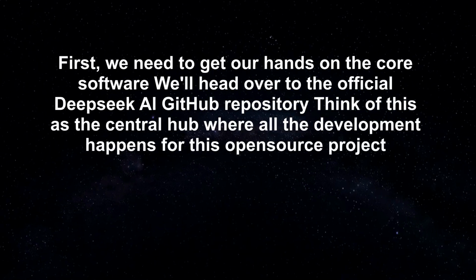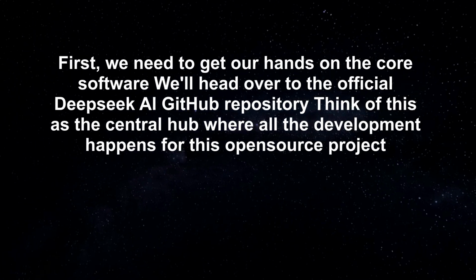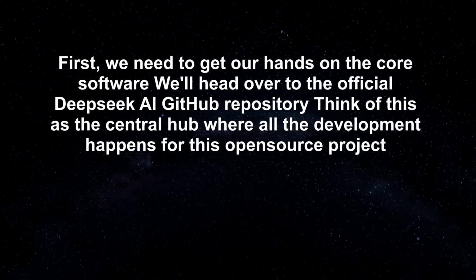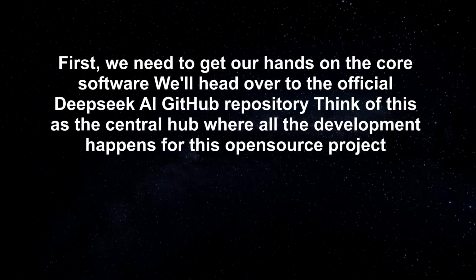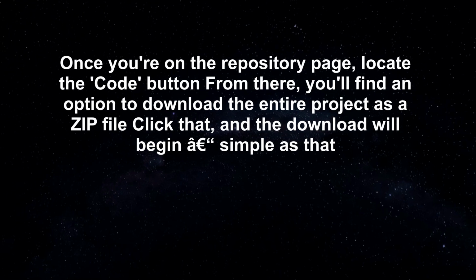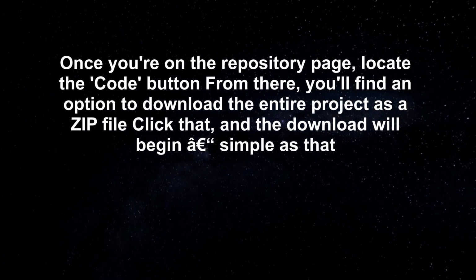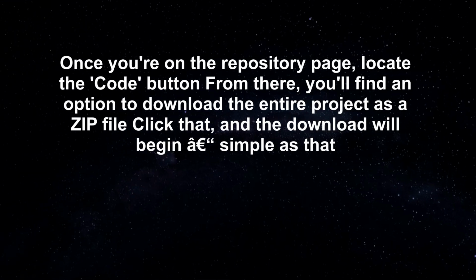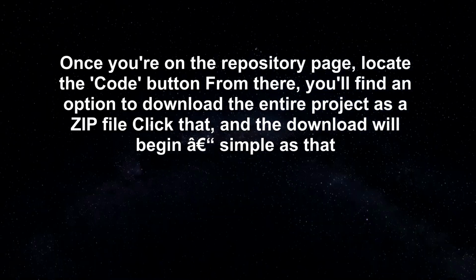We'll head over to the official Deepseek AI GitHub repository. Think of this as the central hub, where all the development happens for this open source project. Once you're on the repository page, locate the code button. From there, you'll find an option to download the entire project as a zip file. Click that, and the download will begin.